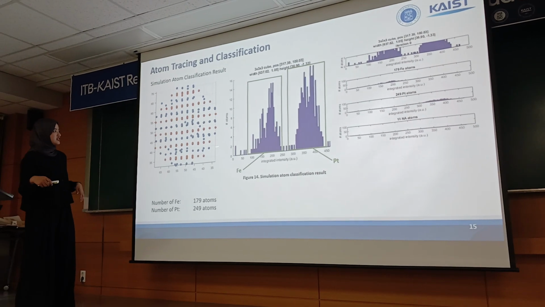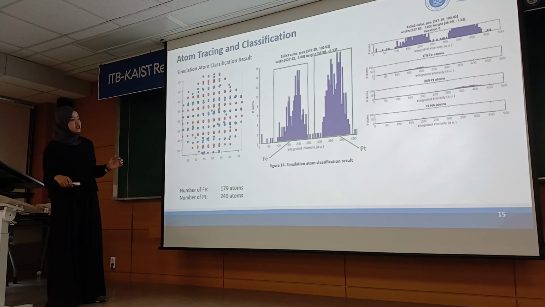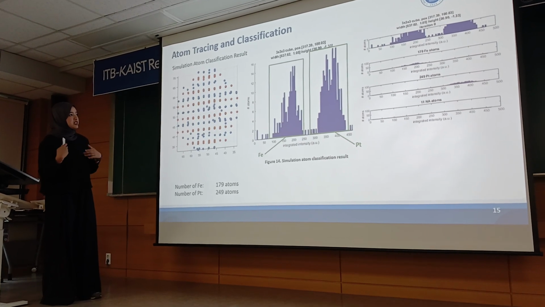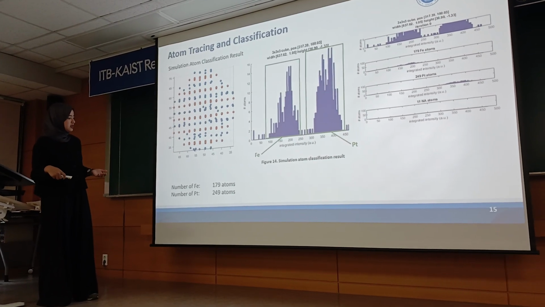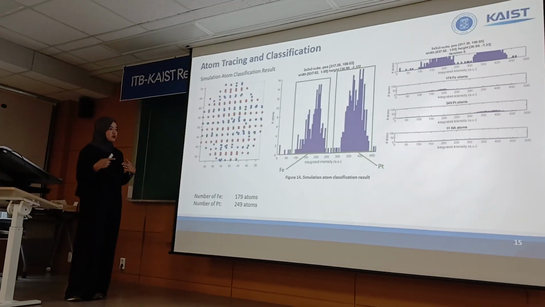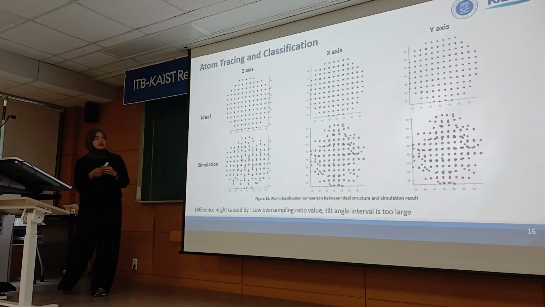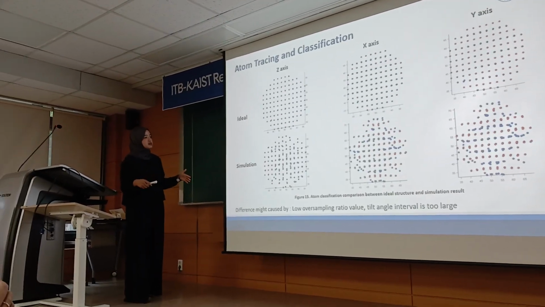Yeah, it has some difference from the previous one, and this is the result, the Pt group and the Fe group. From this simulation, we obtained the number of Pt is 179 atoms, and for the Fe it is 249 atoms. And this is the comparison between the ideal and simulation.